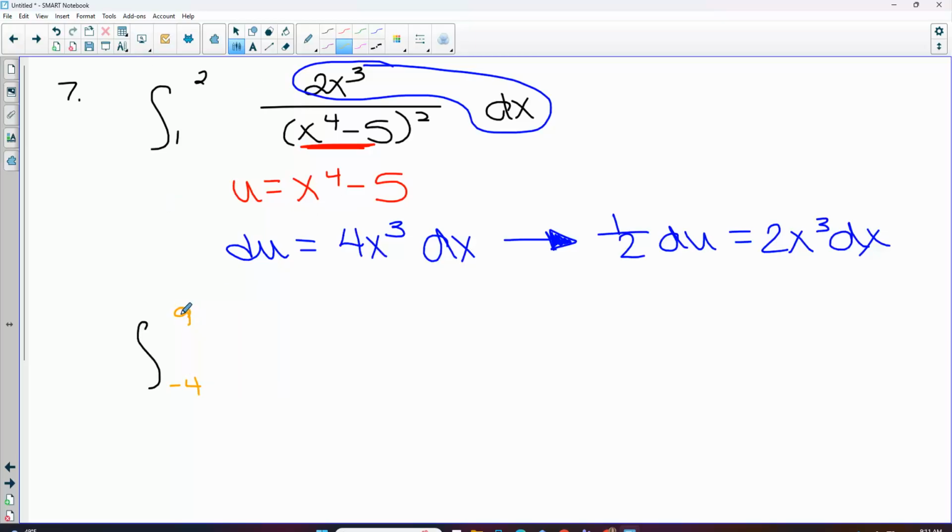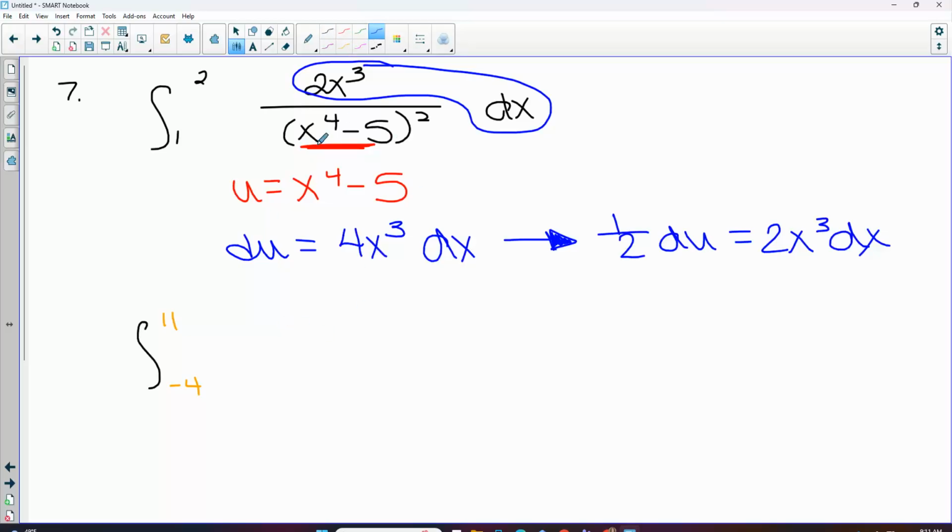Again, if you don't want to change those, you don't have to, right? Oh, that's not 9, that's 11, isn't it? So if you don't change them, then at the end you just replace your u with x to the 4th minus 5.